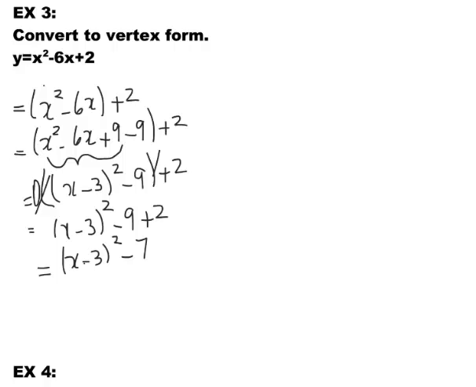minus 7. Now, looking at this one, you can see that the a value is 1, h value is 3. Remember, the formula is x minus h. So h is 3 and k is negative 7. This is the completing squares.